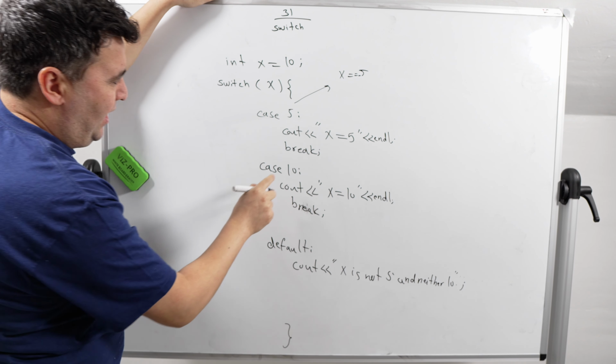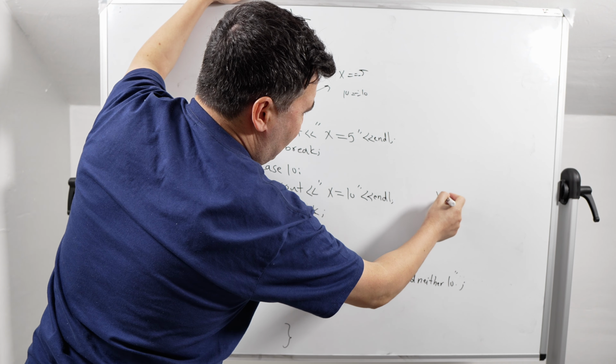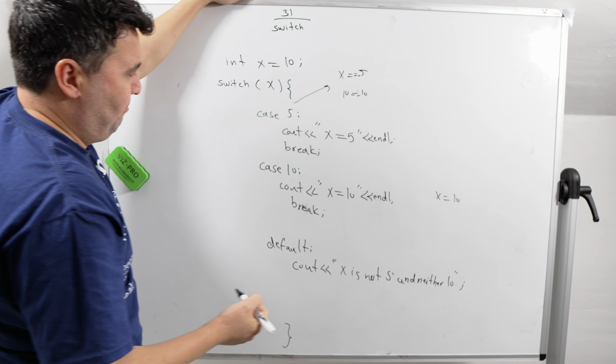But in this case, because the value of variable x is 10, the first case will not be executed, because 10 is not equal to 5. So now in the second case, we have case 10. This value will be evaluated and checked if it is equal to the value of x. Yes, the value of x is 10, and 10 is equal to 10. So it becomes true. Now this part of the program will be executed. cout x is equal to 10. So the output of this program is x is equal to 10.